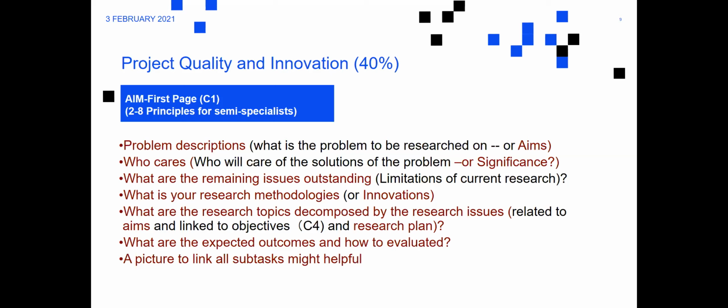But certainly some people like a linear format, and sometimes people still succeed. It's not necessarily only this one, but I suggest this one. I call it the 2-8 principle for semi-specialists, because a lot of assessors are semi-specialists, not specialists. So this part, even if you only use maybe 10% of the space, you answer 50% of the content. And I believe it is important. So next page.